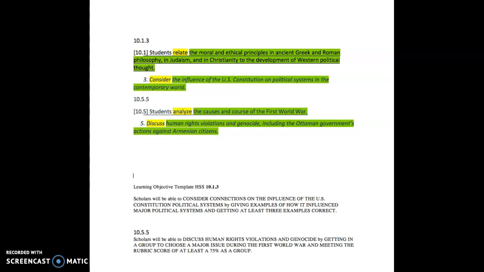So to start with this one, in yellow, I highlighted relate and consider, and those would be the level of cognition, and everything in green after would be the content.